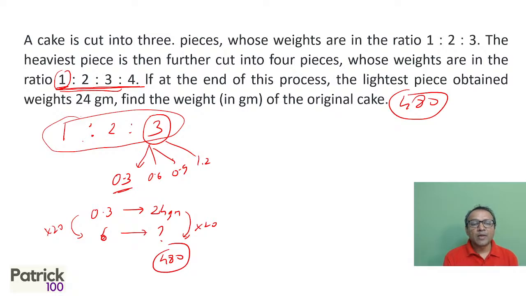So 3 you're going to break up in a ratio of 1, 2, 3, 4. Smallest will be 1/10 of it. 1/10 of 3 is 0.3. So 0.3 stands for 24 grams. Total 6 will stand for 480 grams.